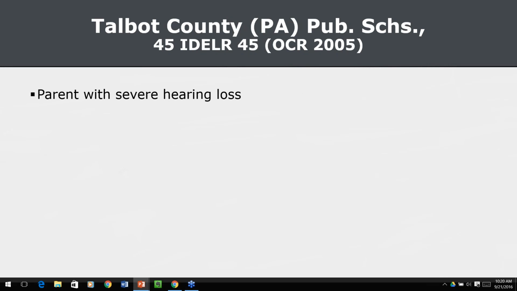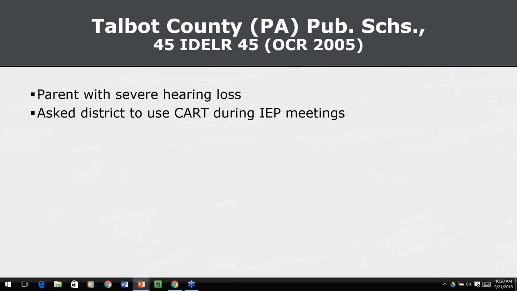So let me give you this case to show you an example of what I'm talking about in terms of providing services to a non-student. This Talbot County case comes from Pennsylvania. It's an OCR complaint from 2005, and it was a parent that was significantly hearing impaired. This parent asked the district to bring in the live transcribing services, CART services, during IEP meetings because the parent wanted to see everything that was being said during the IEP.